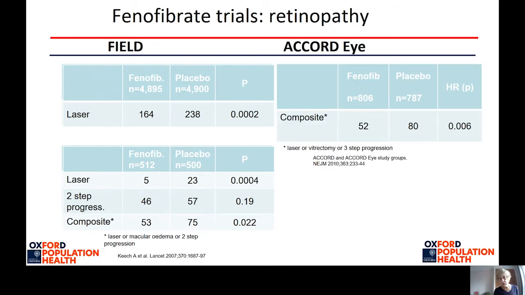A second trial, the ACCORD trial, which was actually a factorial design trial and randomized about 10,000 patients, had an eye sub-study.